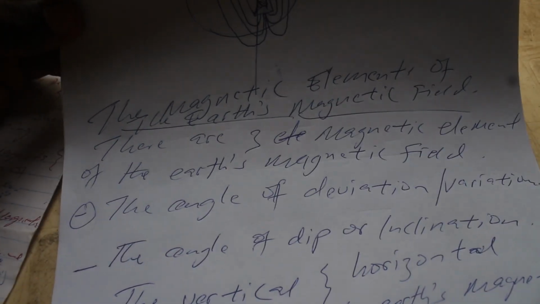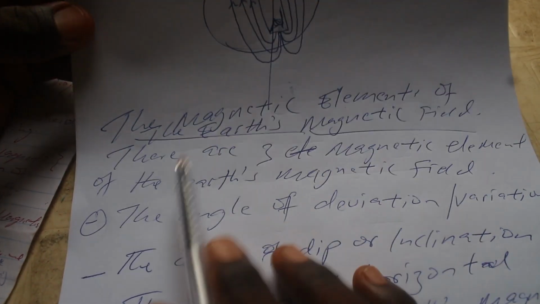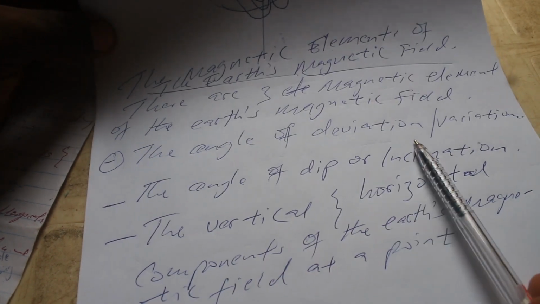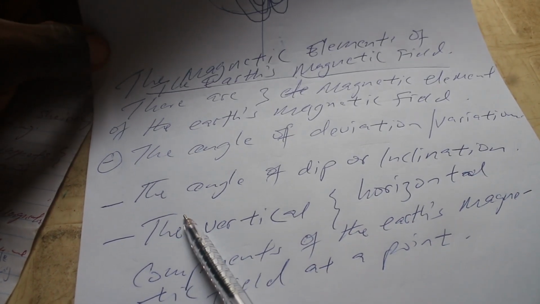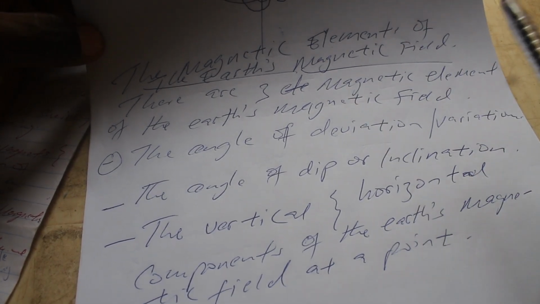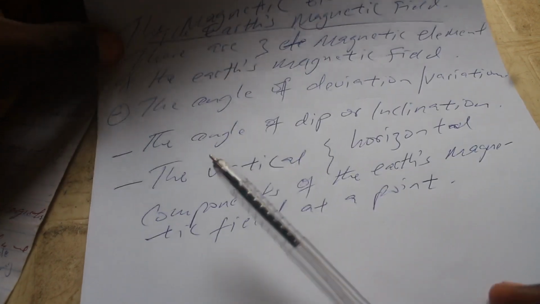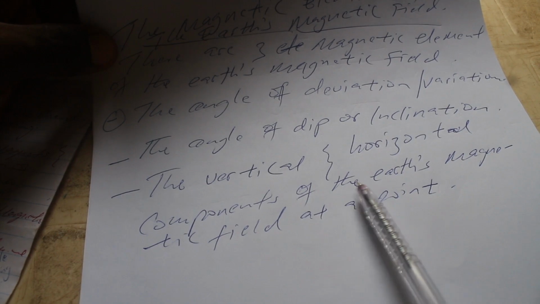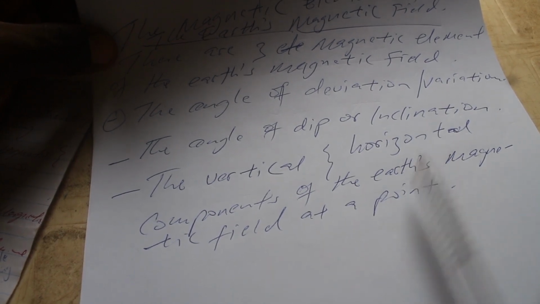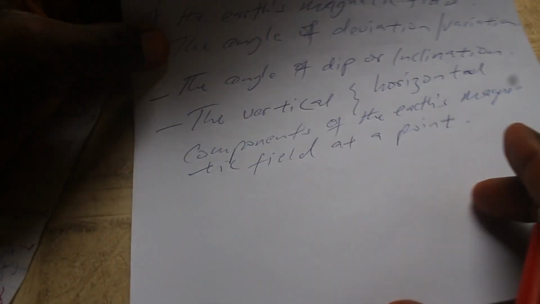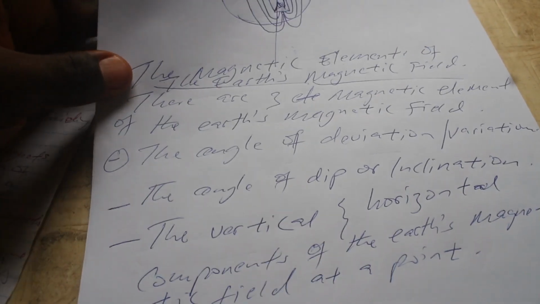So you may be asked, what are the magnetic elements of the Earth's magnetic field? So we say there are three of them. The first one is the angle of deviation, or you can call it the angle of variation. The second one is the angle of dip or inclination. And then the third one is the vertical and horizontal components of the Earth's magnetic field at that point. See? So what are they really?